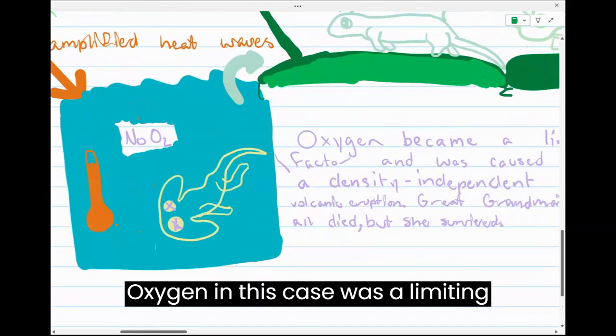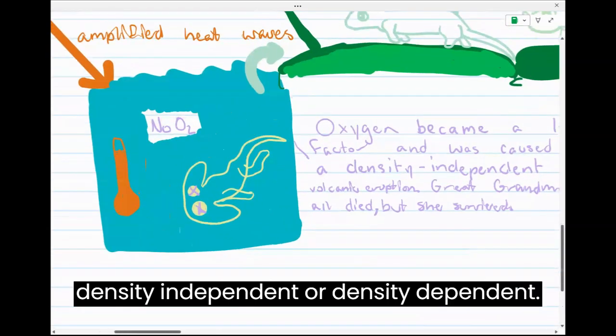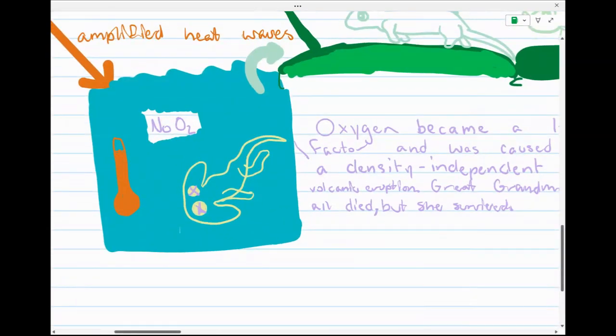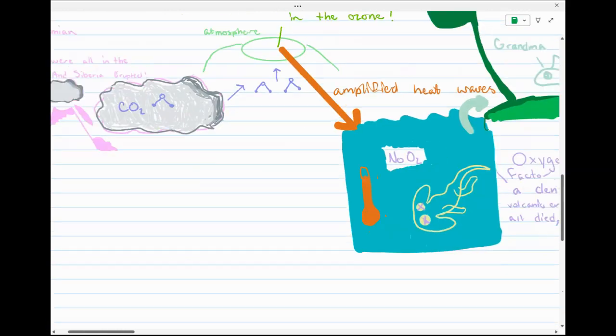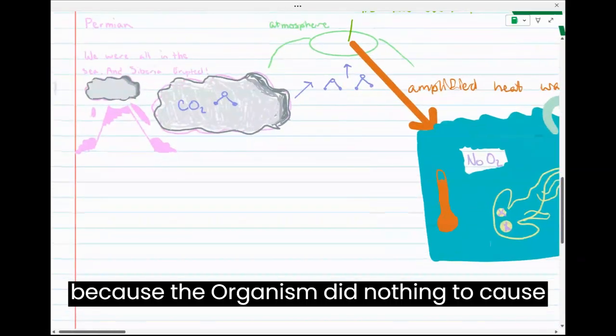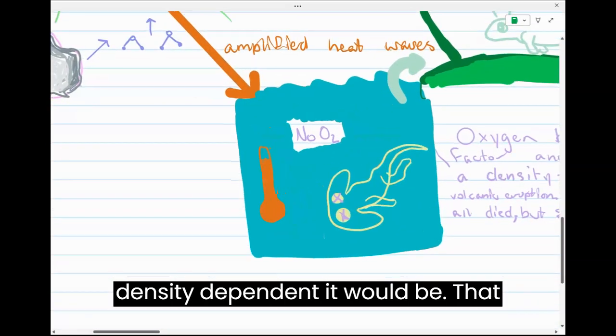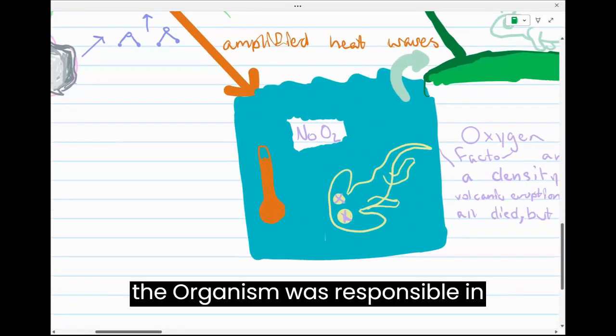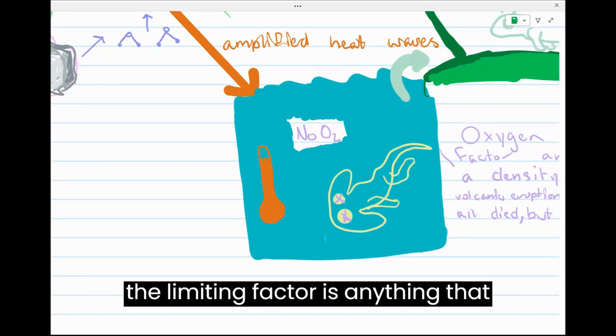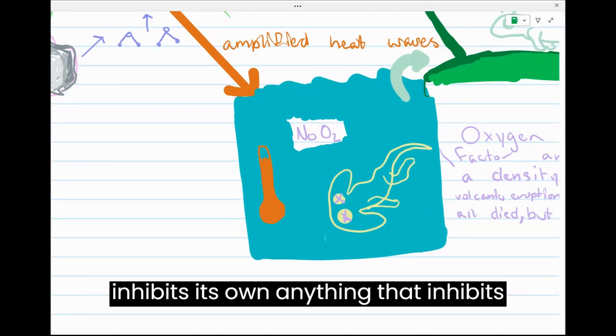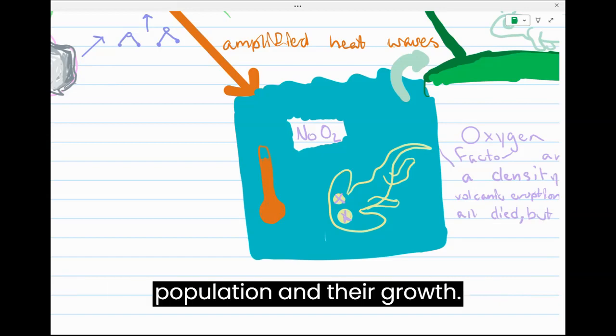Oxygen in this case was a limiting factor, and limiting factors can be density independent or density dependent. In this case, it was density independent because the organism did nothing to cause the volcanic eruption. But if it was density dependent, it would be that the organism was responsible in inhibiting its own population growth. And the limiting factor is anything that inhibits population and their growth.